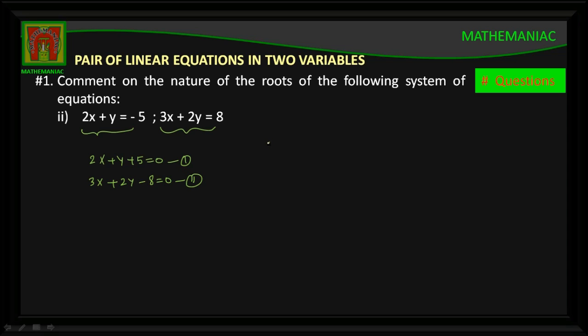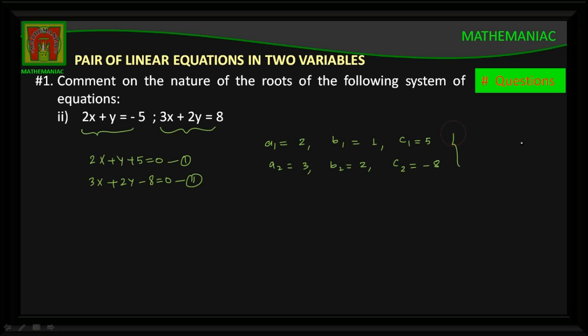Now look here, what is a1? Again, I would like to tell you, a1 is 1, b1 is 1. Then what is c1? It's 5. Great. And then what is a2? It's 3. What is b2? It's 2. And what is c2? It's minus 8. Great.